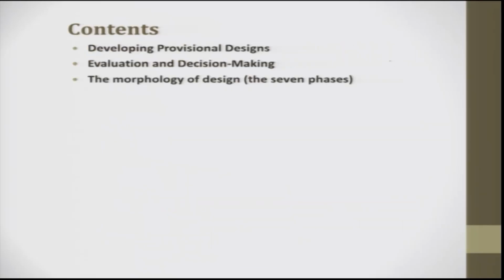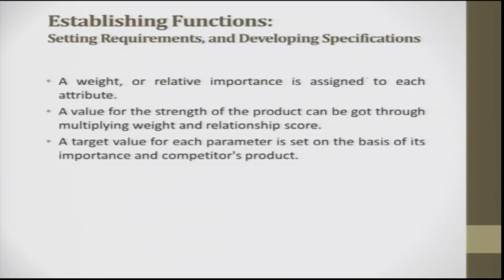So, in lecture 4 the content will be developing provisional designs, then evaluation and decision making, and then morphology of design. There are 7 steps, we will go through all the 7 steps. So, establishing function, that is very, very important. So, here what we see is setting requirements and developing specifications.